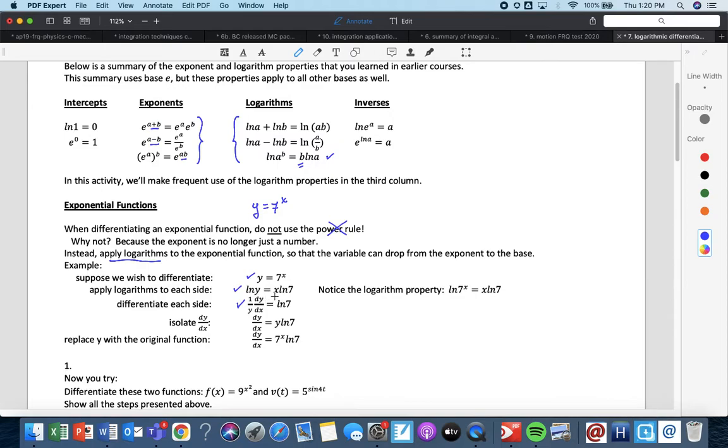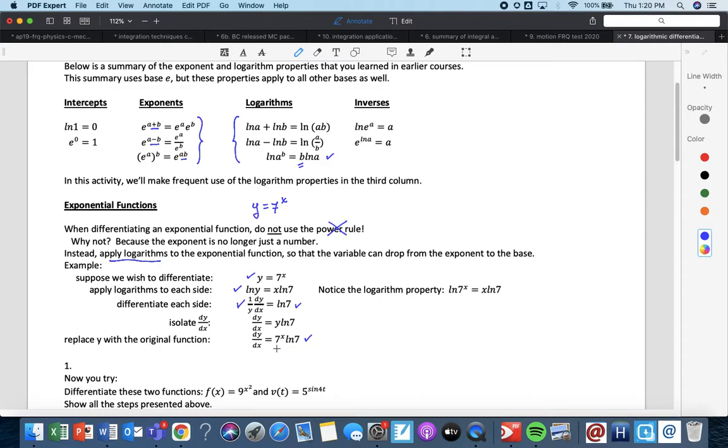And on the right, x times the ln of 7 is x times a constant. And the derivative of x times a constant is just the constant. So there's the derivative equation. We'll clean it up. We'll bring y up to the right-hand side. And then we'll replace y with 7 to the x. And then there is our derivative. So the derivative of 7 to the x is 7 to the x ln of 7.